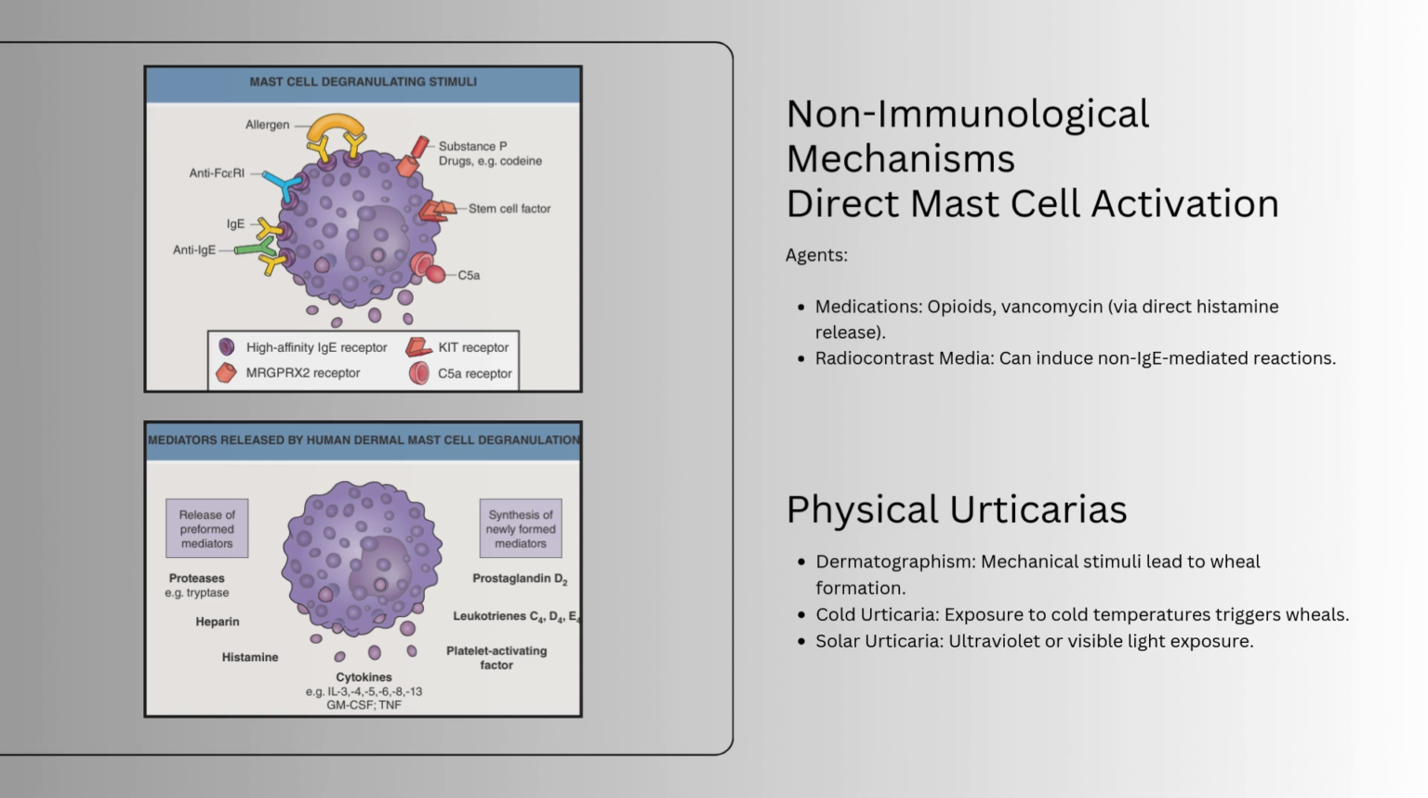Non-immunological mechanisms. Direct mast cell degranulation: certain drugs, opiates, radiocontrast media, and physical stimuli can directly induce mast cell degranulation without involving IgE. Physical urticarias are triggered by physical factors such as cold, heat, pressure, vibration, sunlight, or water. Examples include cold urticaria, cholinergic urticaria, and dermographism. Idiopathic: in many cases, especially chronic urticaria, no identifiable cause is found despite thorough investigation.